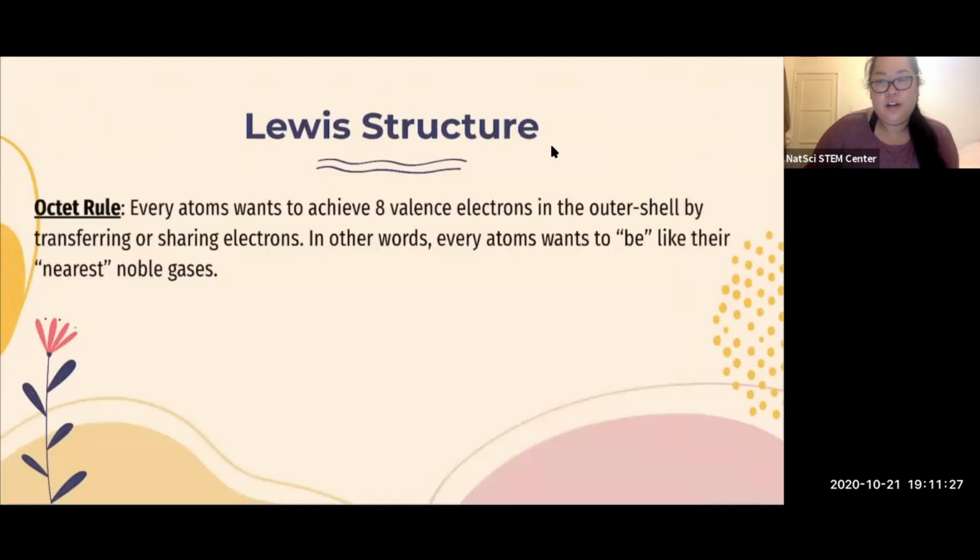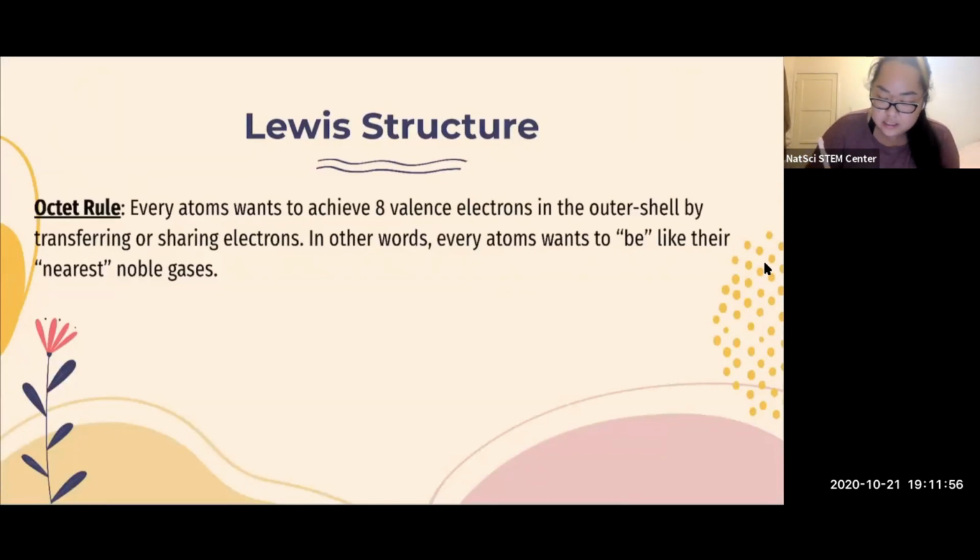So Lewis structure, the octet rule. Haley mentioned this earlier at the beginning, I believe. So the octet rule: every atom you want to achieve 8 valence electrons, because it makes them act like a noble gas. Because it's inert, so it won't react if all of their valence electrons are bonded with something.